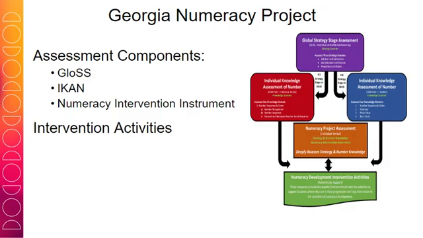The progress monitoring tool is labeled as the Numeracy Project Assessment. It is an instrument that measures progress on both strategy and number knowledge. We will refer to this assessment as the progress monitoring tool. The final component is the collection of intervention activities that target specific skills within each stage of development.